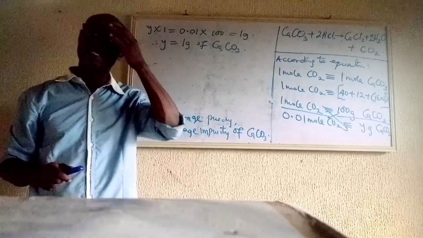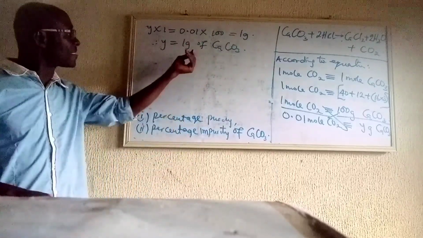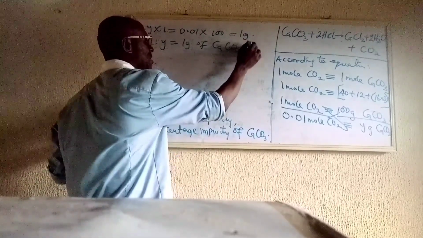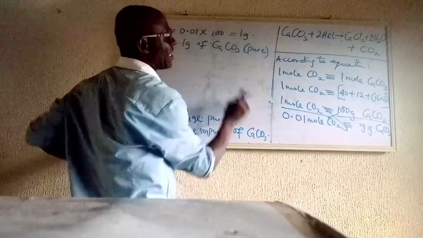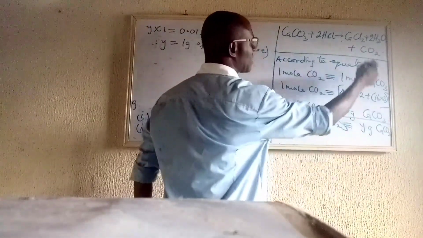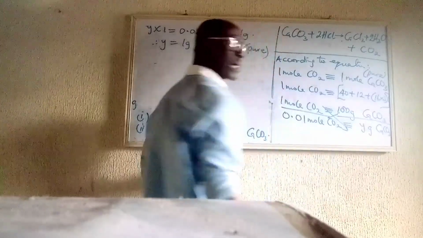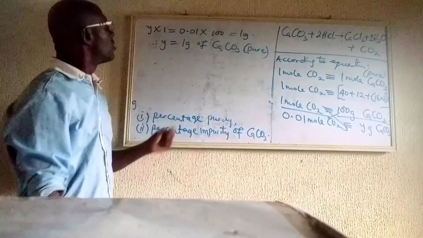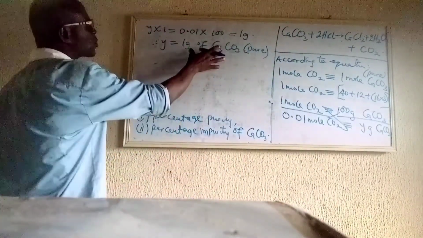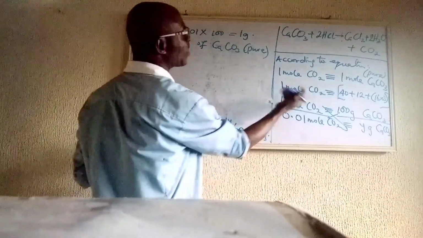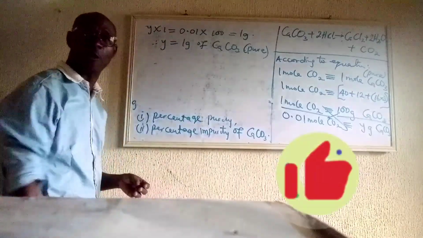So in this case now, it is 1 gram of pure, this is pure. Please take note of that. Everything I'm working on here is based on pure calcium trioxocarbonate(IV). So now, 1 gram of pure calcium trioxocarbonate(IV) is the one that produces 0.01 mole of carbon(IV) oxide.